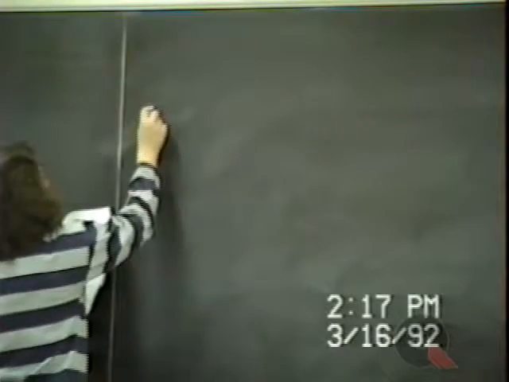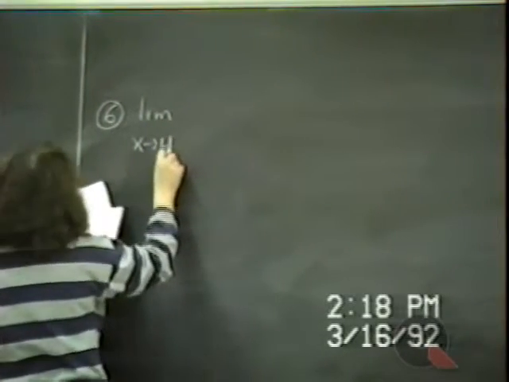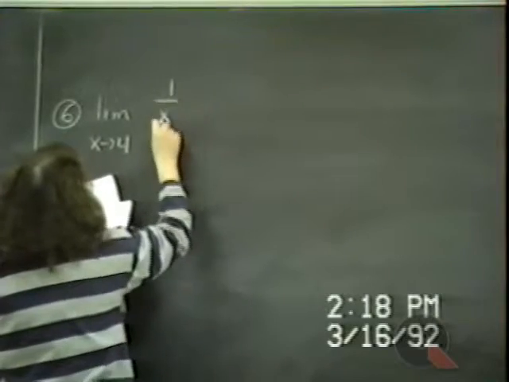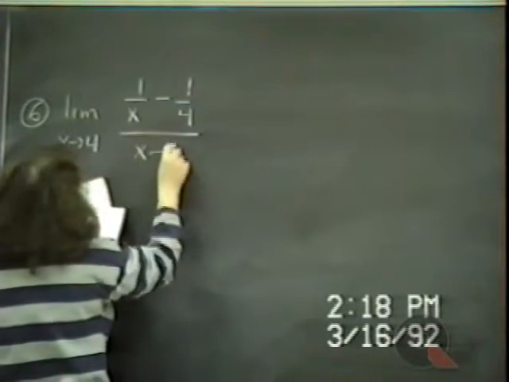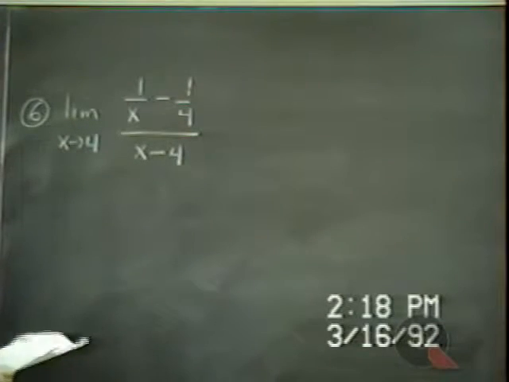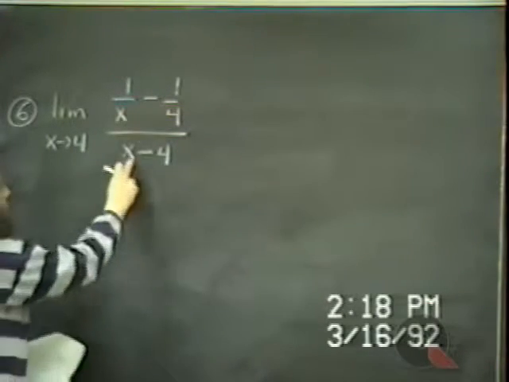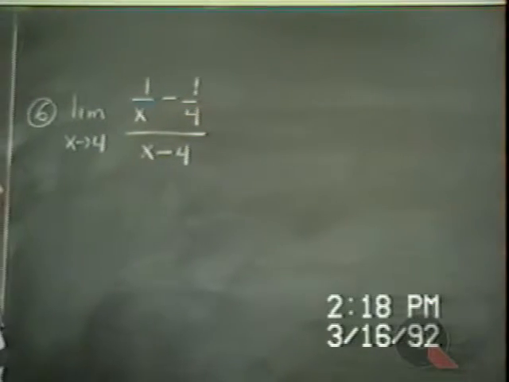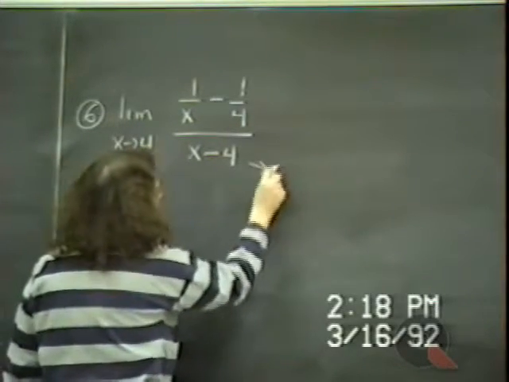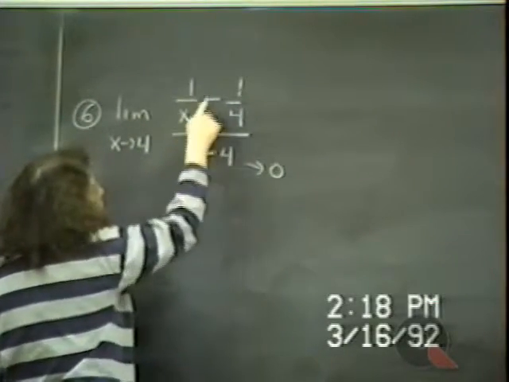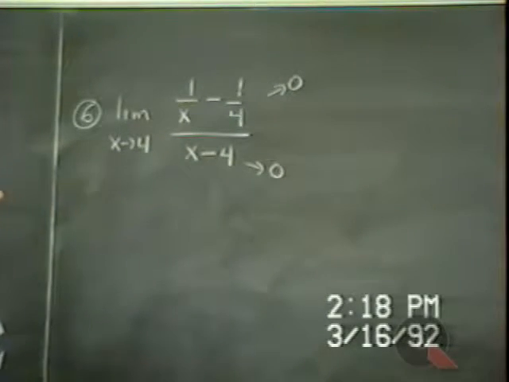For our next example, let's evaluate the limit as x approaches 4 of 1 over x minus 1 over 4, divided by x minus 4. Okay, this is similar to the preceding problem, except we have here now x minus 4 instead of x plus 4 in the denominator. And now, of course, as x approaches 4, the bottom is going to 0, and the top, 1/4 minus 1/4, is also going to 0. So we're going to try to do something with this.